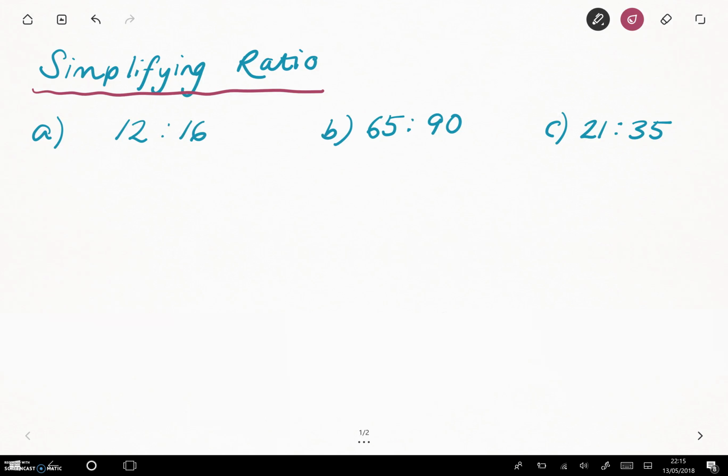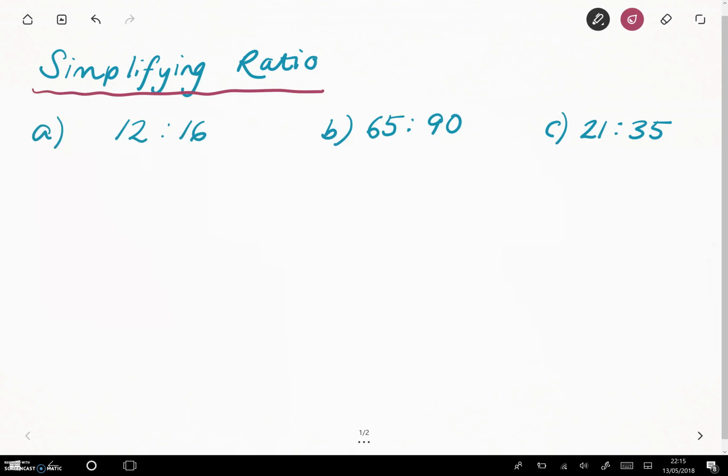So for your starter, you're going to do some questions on simplifying ratios. So I've got 3 examples here just to refresh your memories so you can remember what to do in a moment and you can whiz through all your questions. The first one, if you remember, when we simplify ratio, what we're trying to do is make those numbers in the ratio smaller. So if we look at the first one, we've got the ratio 12 to 16.